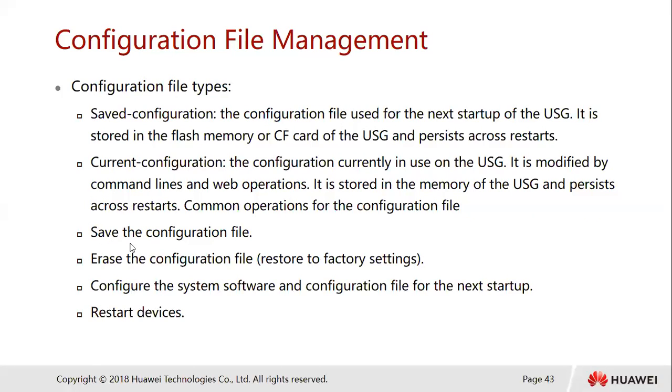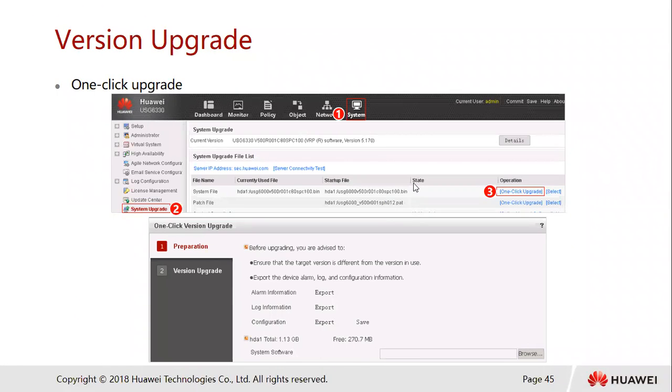Okay. Save the configuration file. We use this command to save whatever we have configured. So when you're configuring any Huawei device, you have to save the configurations. Okay. Erase the configuration file. This command is going to restore the device to its factory settings. Okay. And then we have configure the system software and configuration file for the next startup. And then of course we have to restart the devices.